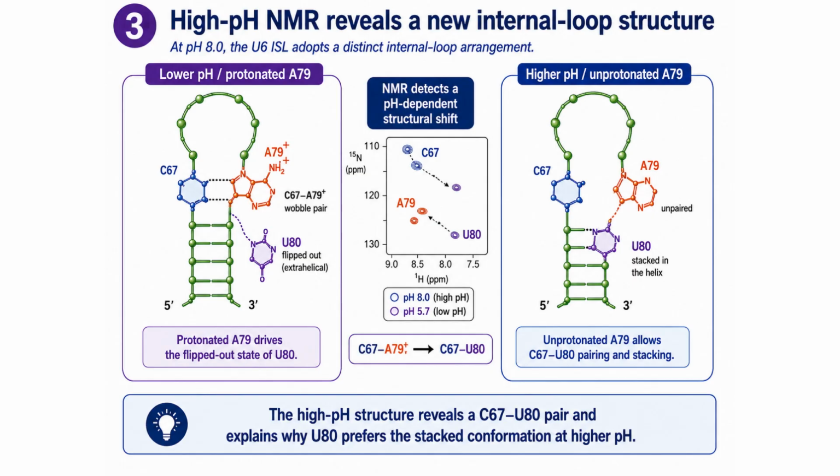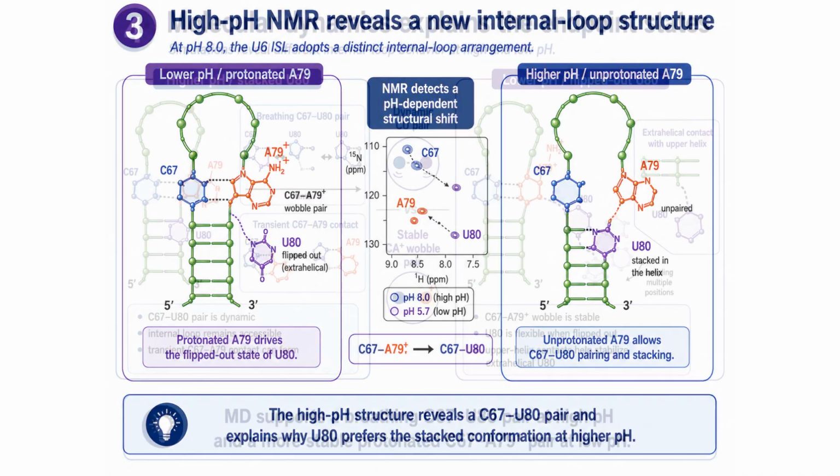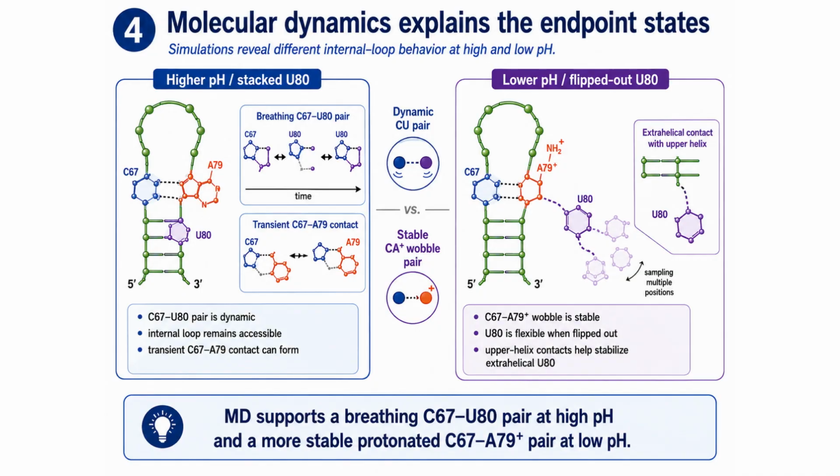Molecular dynamics then revealed that the high pH and low pH states have very different internal loop behavior. In the high pH structure, the C67•U80 pair breathes. It breaks and reforms during the simulation. These breathing events allow transient contacts between C67 and A79.